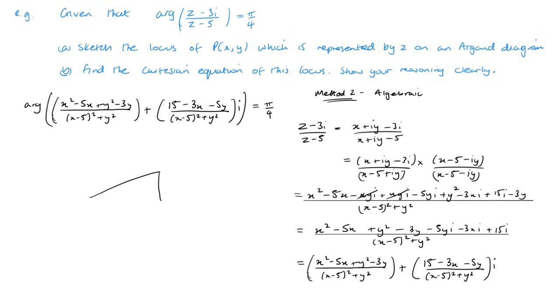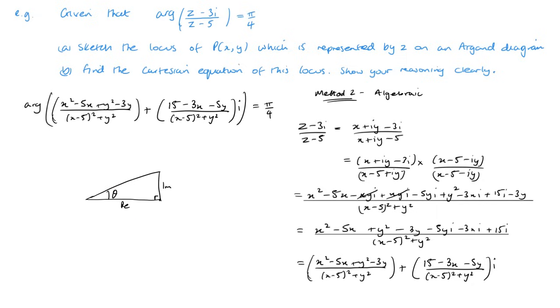So if I've got this, this is the real, this is the imaginary part, and this is theta. And tan of theta is the imaginary divided by the real. And tan of theta is pi by 4. Tan of pi by 4 is 1, so that the imaginary part and the real part have got to be equal in this case.